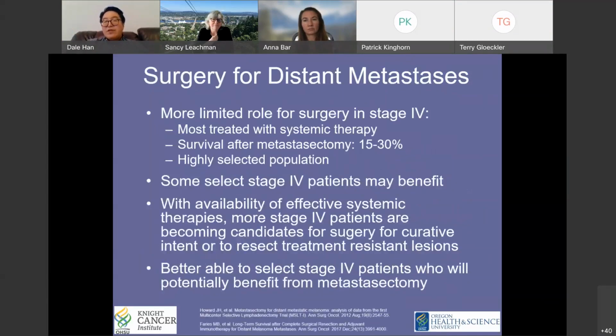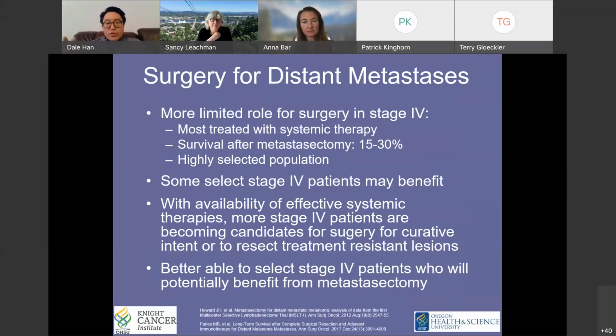So how about surgery for distant metastases, meaning melanoma that has spread to other areas of the body? In general and historically there has been a more limited role for surgery in stage 4 disease, mostly because the cat's out of the bag at that point. It's relatively easier to treat the disease you can see, but much more difficult to treat the disease you don't see, the microscopic disease that is potentially circulating around and puts you at a higher risk for recurrence.